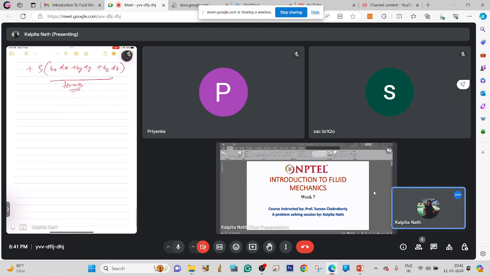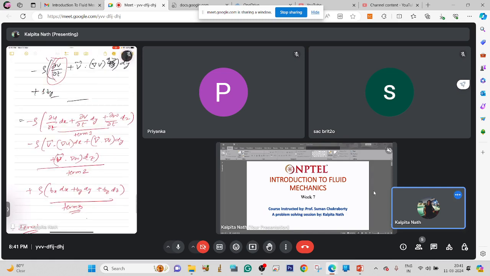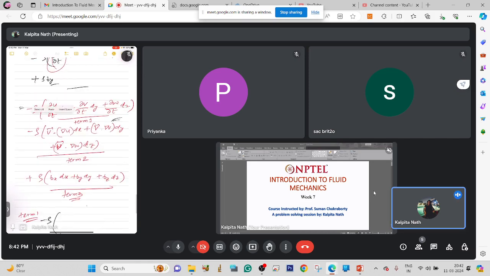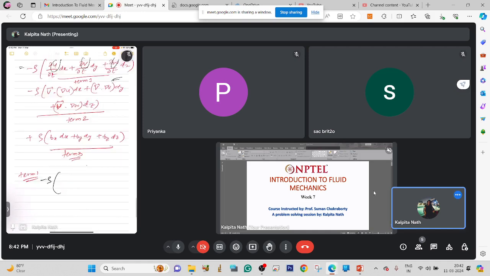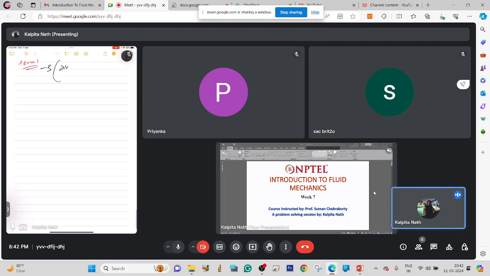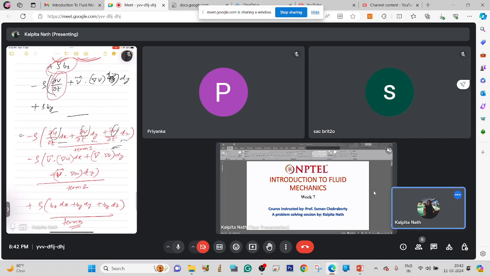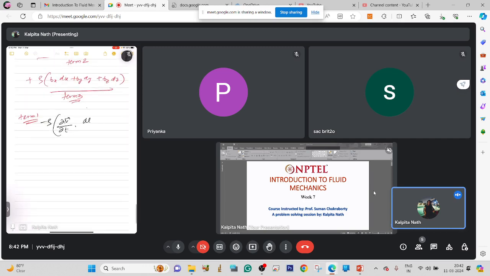Simple. So if we write up term 1 again, term 1 means this part. This part we can write as density times del v vector del t, where we write these three as v vector, multiplied by the elemental vector, so this is dl vector.